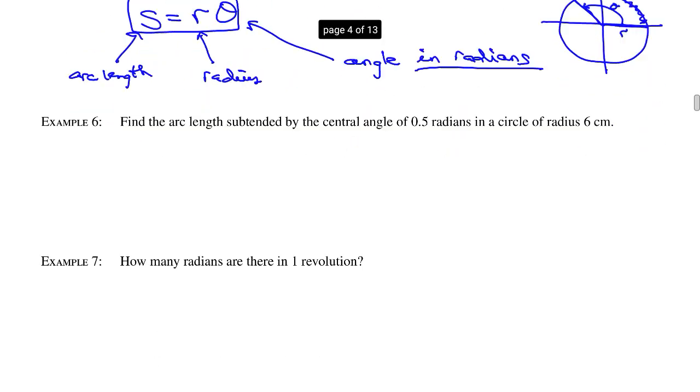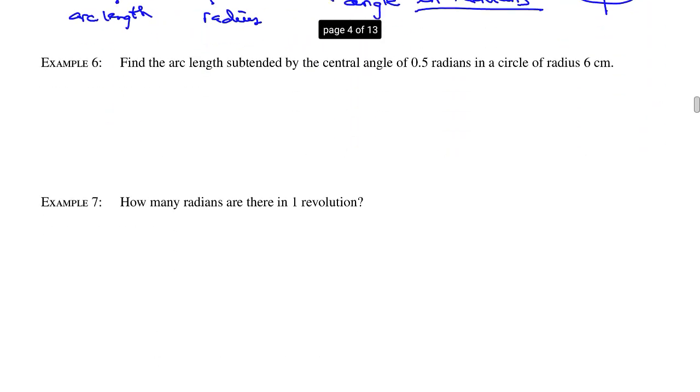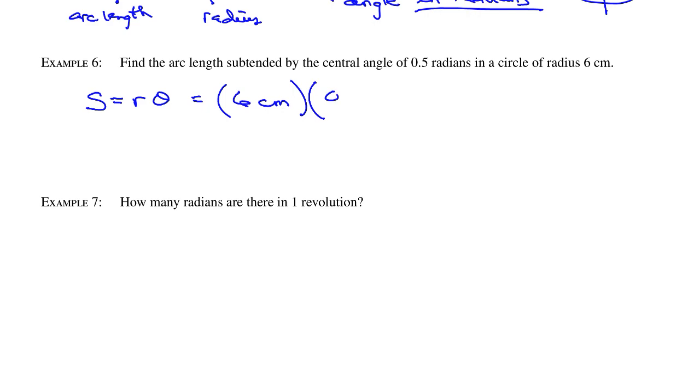Let's look at example 6. Find the arc length subtended by the central angle of 0.5 radians in a circle of radius 6 centimeters. So we have the formula. S is equal to R theta. The radius is 6 centimeters. The angle is 0.5 radians. So we abbreviate that with rad. When we multiply this together, 6 times 0.5 is 3.